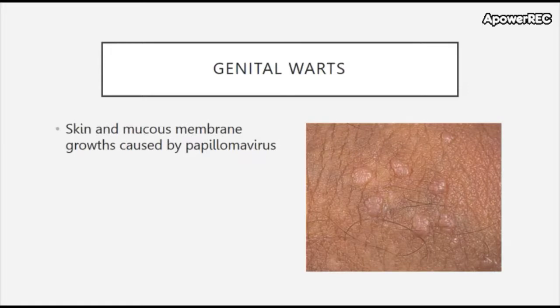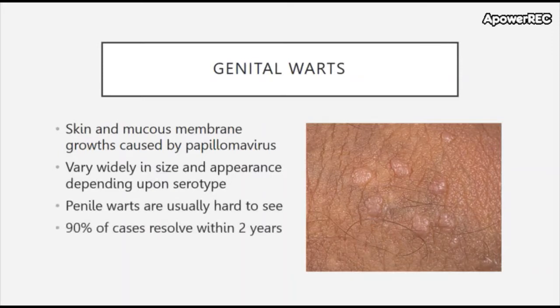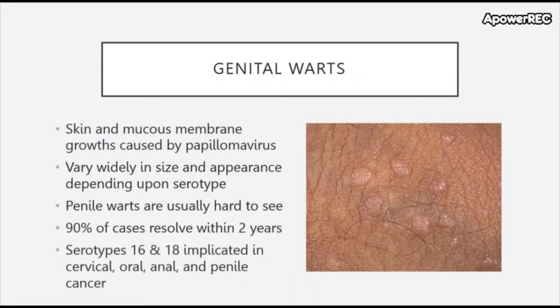Next up are genital warts. They are skin and mucous membrane growths caused by papillomavirus. They vary widely depending on the size, appearance, and serotype. Penile warts are usually hard to see. 90% of cases resolve within 2 years, and serotypes 16 and 18 are implicated in cervical, oral, anal, and penile cancer.